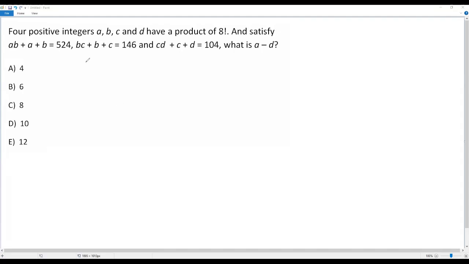Here we have an AMC math problem. Okay, let's go to the question. Four positive integers A, B, C, and D have a product of 8 factorial and satisfy the three equations over here. We have to find the value of A minus D.